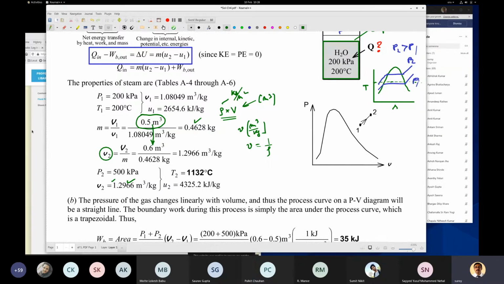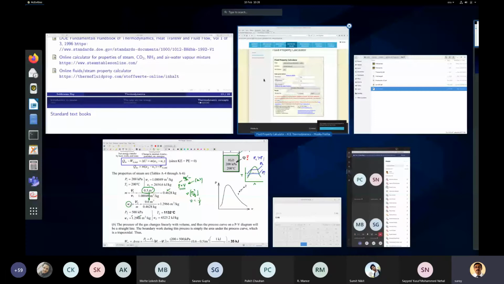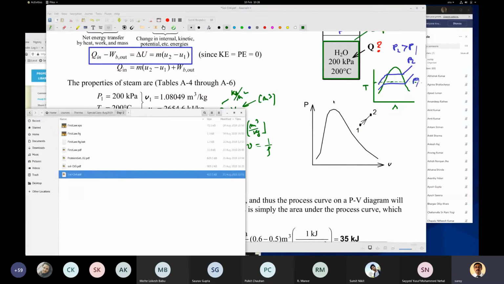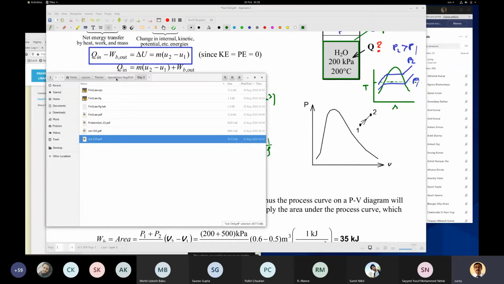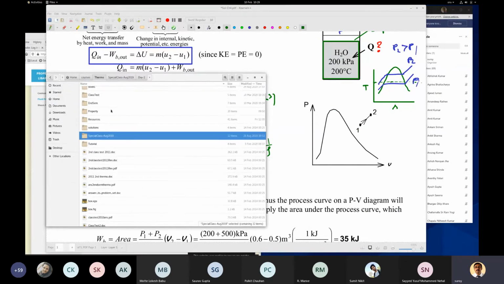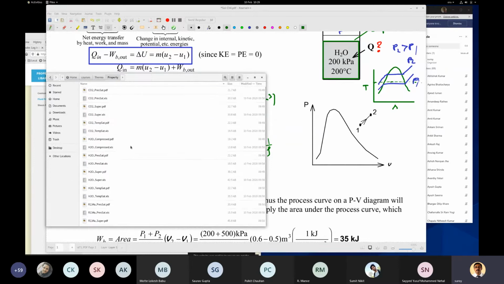Of course, here you cannot do it directly, but you can look up the table. I also have tables that I have shared with you. I have uploaded the tables also. Let me go to the tables and show you. In the book, the tables are also given. So let me go to the property.